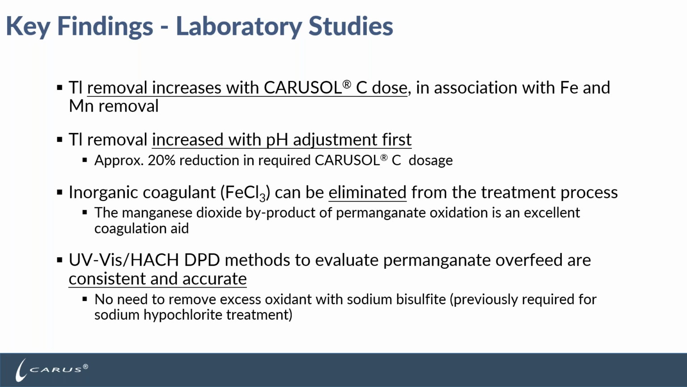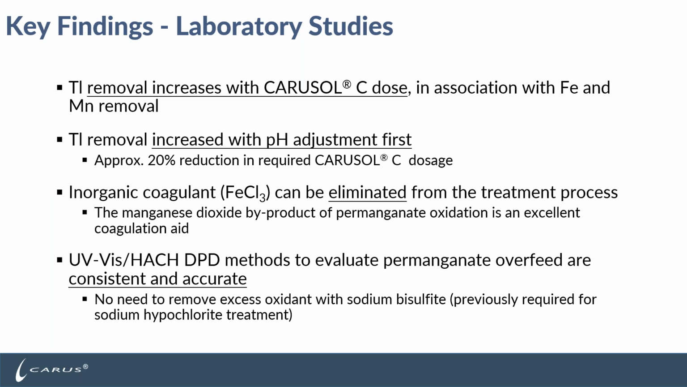So to summarize the major findings from these particular lab studies, thallium removal increases with carousel seed dose, along with iron and manganese removal. Thallium removal efficiency can be increased by using pH adjustment with lime before adding the oxidant. The standard ferric chloride coagulant addition can be eliminated from the treatment process because the manganese dioxide byproduct provides an excellent in situ coagulation aid.